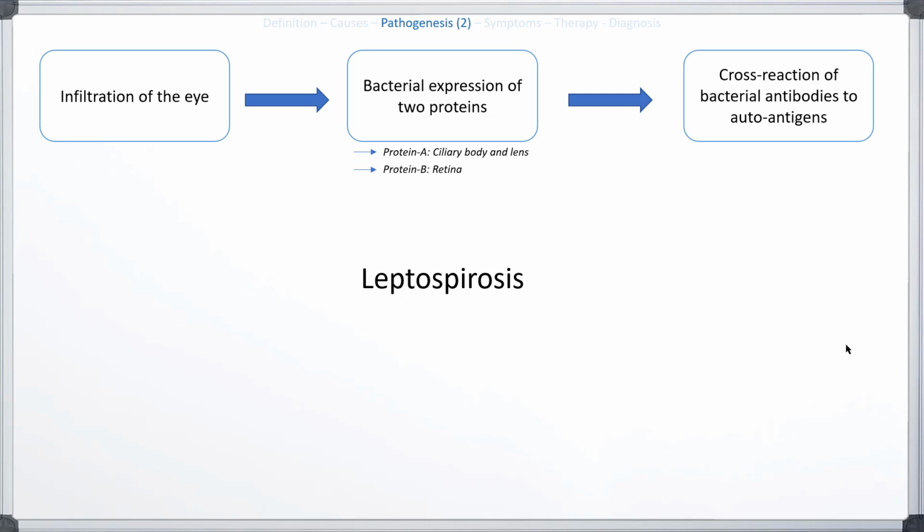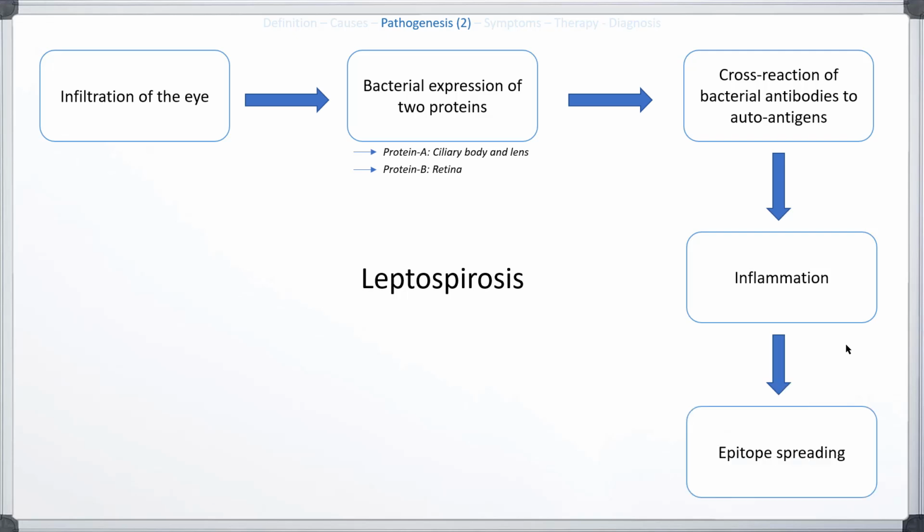Because of the infiltration of the bacteria in the uvea, immune cells will be attracted. B cells are amongst these immune cells that will be attracted. They will produce antibodies to the A and B protein. These antibodies will cross-react to the antigens of the ciliary body, lens, and retina because of the similarity between the antigens. The reaction causes inflammation with infiltration of inflammatory cells. After resolving the inflammation, again there will be epitope spreading, as in the first example, resulting in uveitis recurring in episodes.